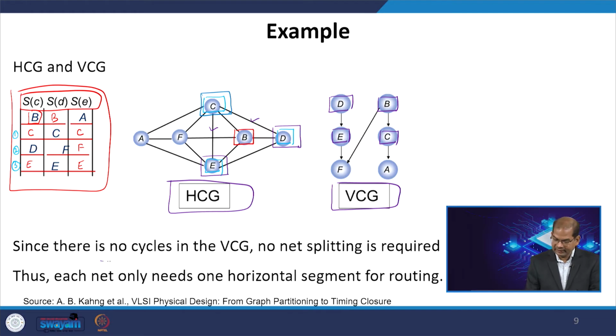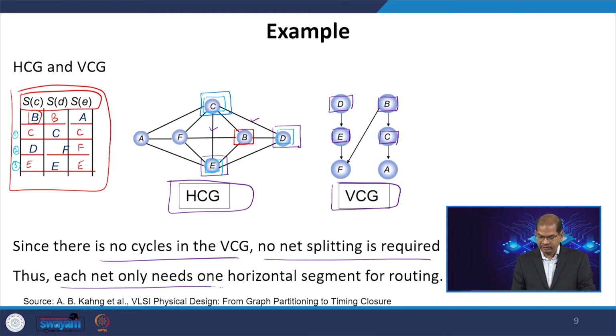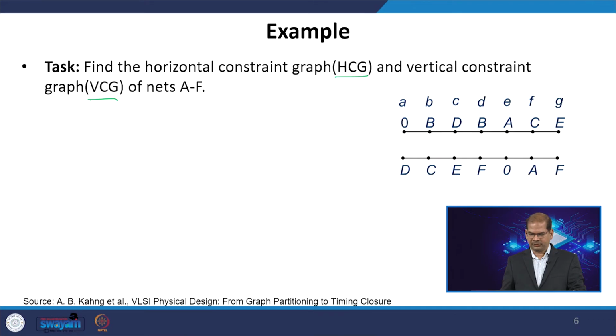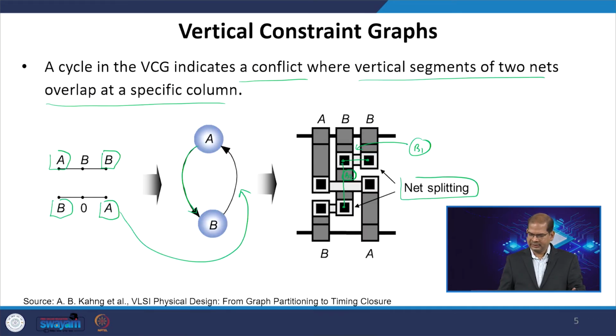Since there is no cycle in the vertical constraint graph, no net splitting is required, and thus each net only needs one horizontal track for routing. One important point is that whenever you have a cycle, you need an extra track. Here, if you go back, whenever there is a cycle, in this case you need one extra track. The number of tracks here: this is the first track corresponding to this line, this is the second track corresponding to this line, this is the third track corresponding to this line. So, here you need an extra track because of the net splitting.